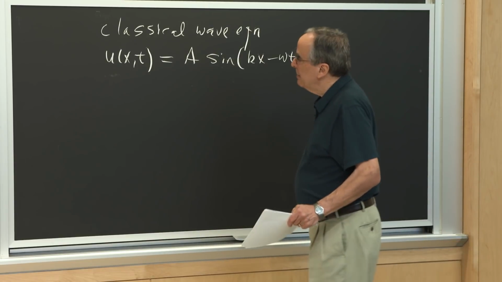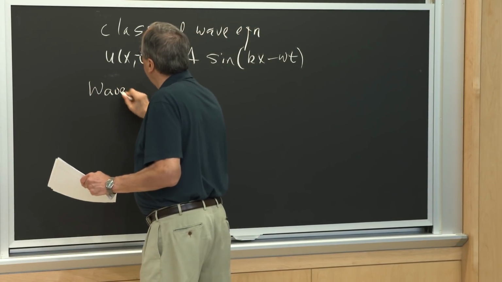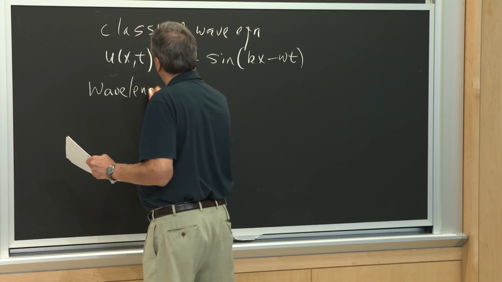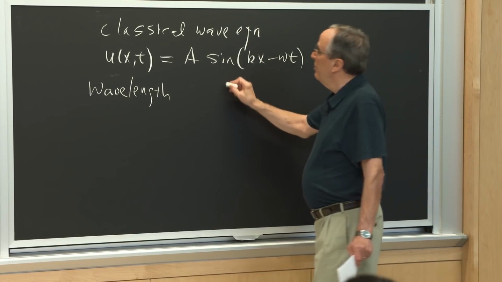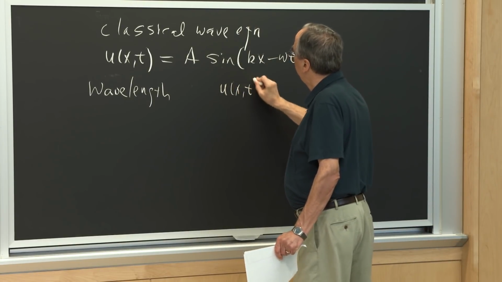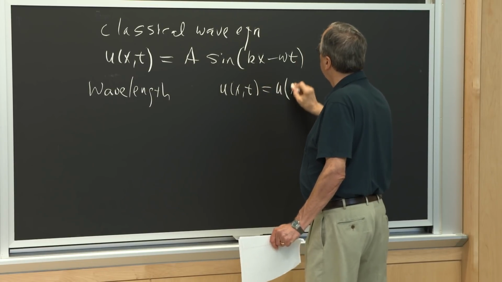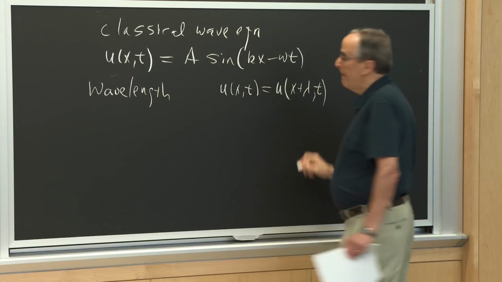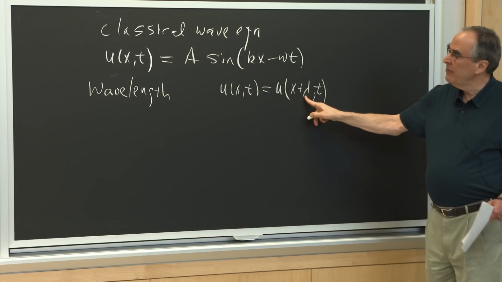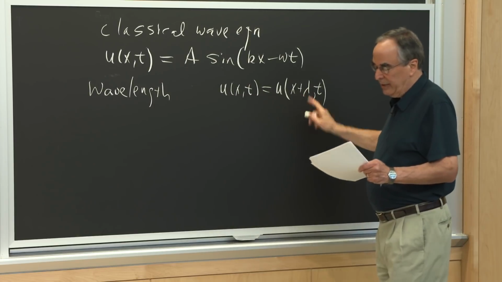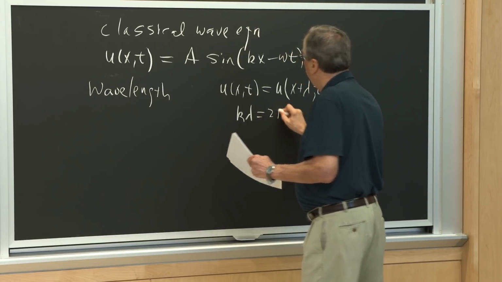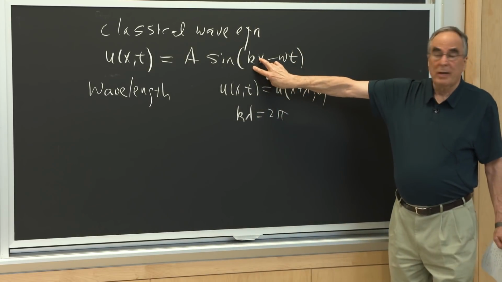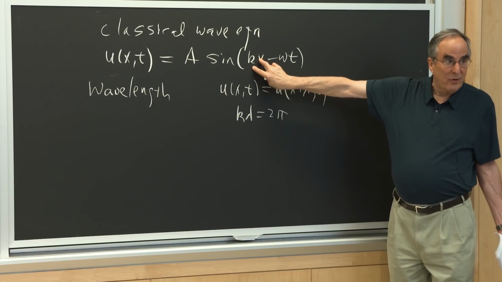Okay, now let's just identify the crucial quantities. Wavelength is the repeat distance, so that if we have u of x and t, it has to be equal to u of x plus lambda, t. So that's how we define the wavelength. And we discover that the wavelength has to be related to k by k times lambda equals 2 pi, because this part has to change by 2 pi in order for there to be an exact replica of what we had before.